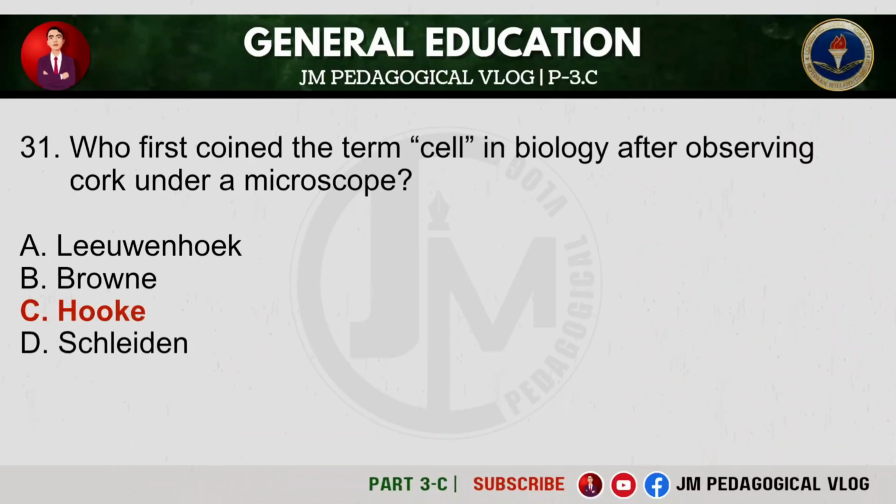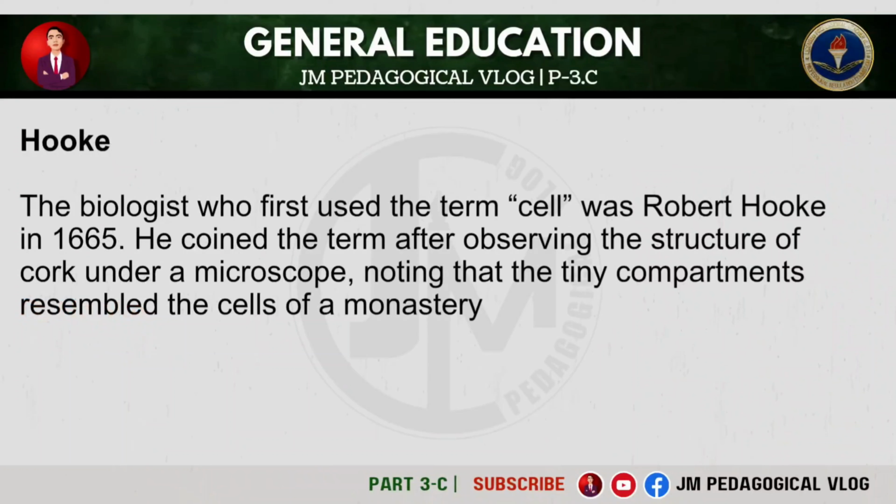C. Hooke. The biologist who first used the term cell was Robert Hooke in 1665. He coined the term after observing the structure of cork under a microscope, noting that the tiny compartments resembled the cells of a monastery.